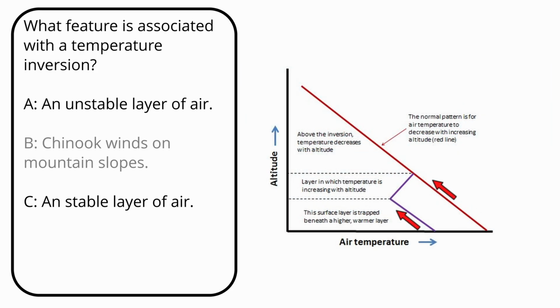Normally, the temperature drops with altitude at a rate of about 2 degrees Celsius per 1,000 feet. This is called a standard atmosphere. If for some reason air temperature gets warmer at a higher altitude, that's called a temperature inversion. There are several reasons this could happen.